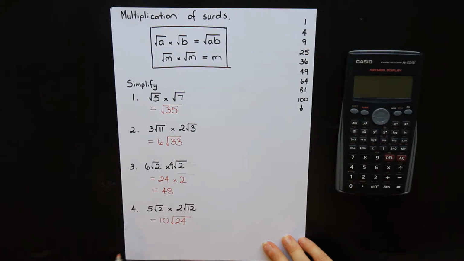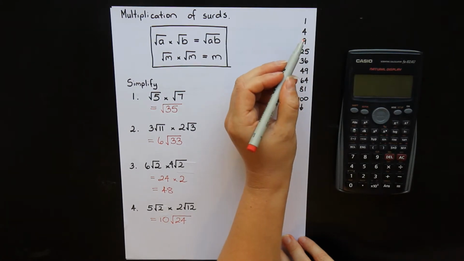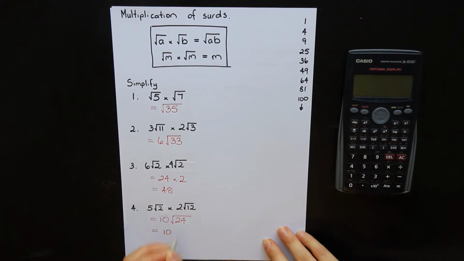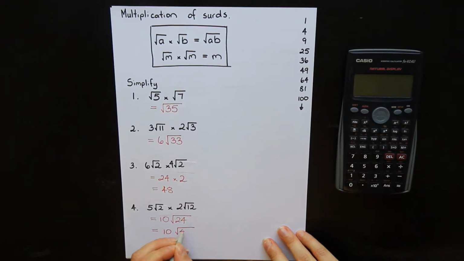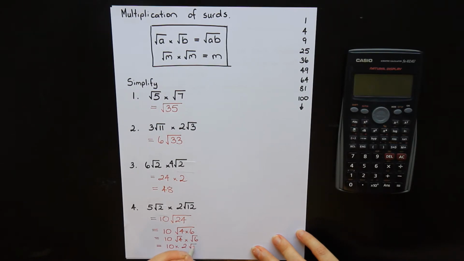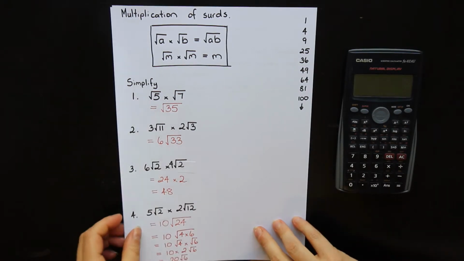Okay, we've multiplied, but this time we can actually simplify as well. 24 can be divided by 4, one of my perfect square numbers. So let's leave the 10, break the 24 to be 4 times 6, split the surd, square root of 4 times square root of 6, square root that 4, which is 2, and 10 times 2 is 20, square root of 6. Alright, that's it. That's how you multiply surds.